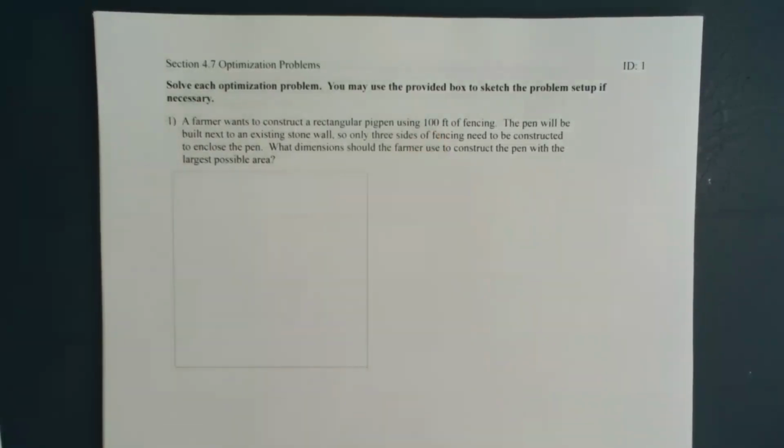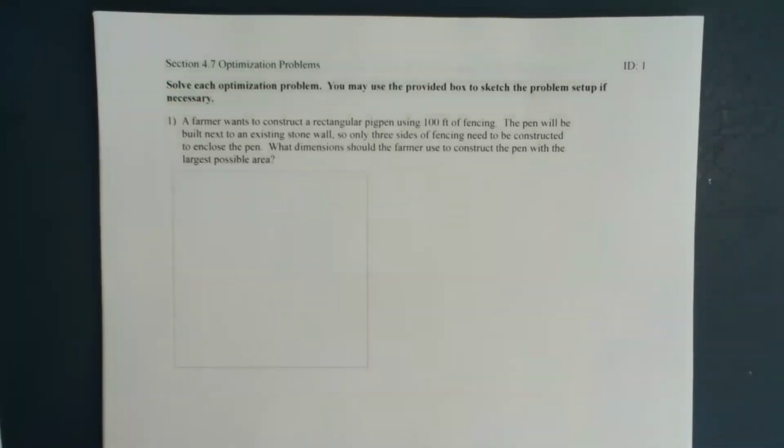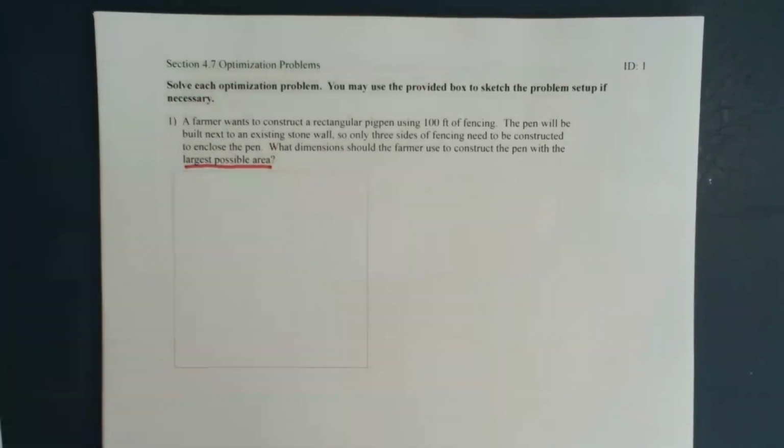The pen will be built next to an existing stone wall. So only 3 sides of the fencing need to be constructed to enclose the pen. What dimensions should the farmer use to construct the pen of the largest possible area? So here's what we're trying to optimize in this case. This is our goal, is we want the largest possible area. So we're going to set up an equation for a rectangle, area of a rectangle.